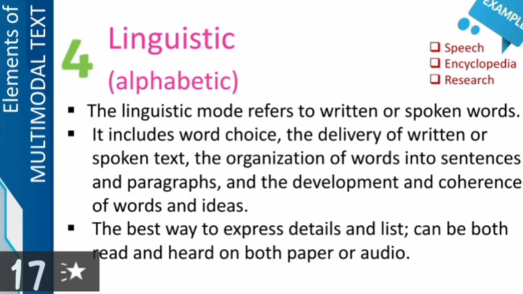The fourth one is linguistic or alphabetic. This refers to written or spoken words. It includes word choice, delivery of written or spoken text, the organization of words into sentences and paragraphs, and the development of coherence of words and ideas. Speech, encyclopedia, research, and many more are examples of this.